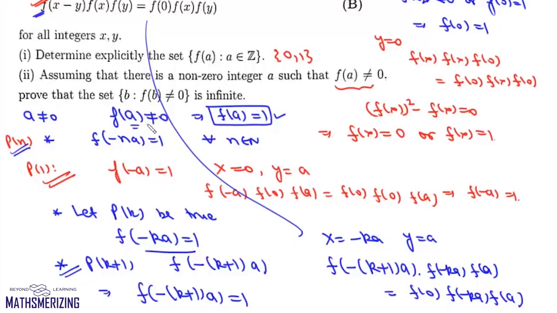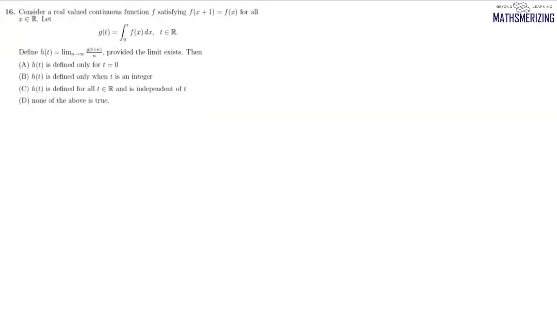So if we have any non-zero a, then we'll have infinitely many points where this function is non-zero. Now question number 16 is, consider real valued function f satisfying f(x + 1) = f(x) for all x belongs to R. That means this function is periodic with period 1.